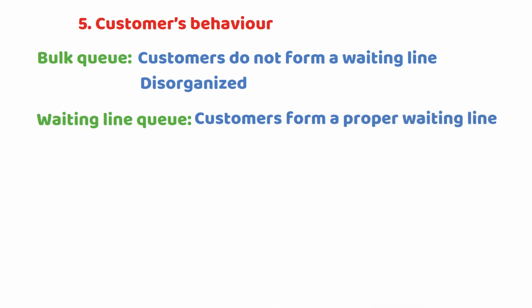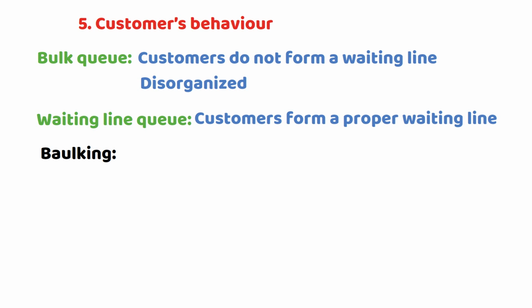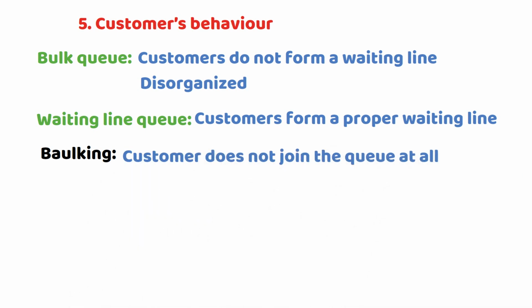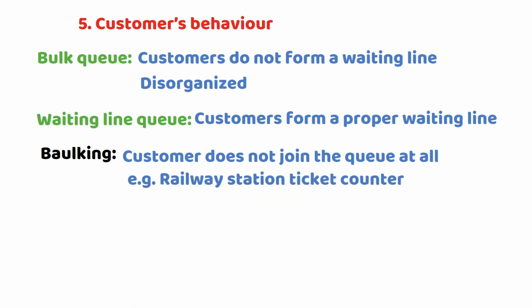The behavior of the people in the waiting line queue may have different connotations, such as balking, a situation where a customer does not join the queue at all because either the queue is too long and he does not want to wait, or there is not sufficient waiting space. For example, at the railway station ticket counter, where there usually are long lines to buy tickets, the customer decides not to join the line at all.